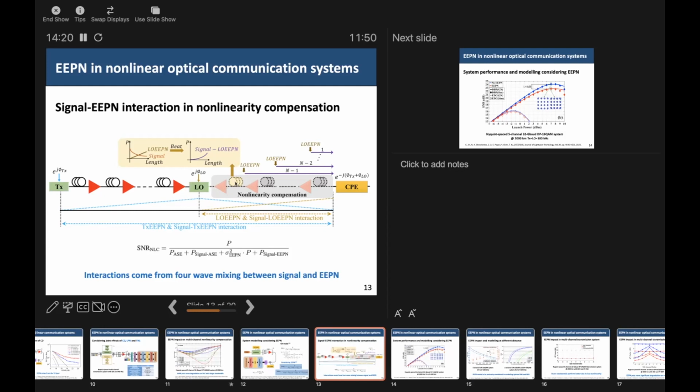So within the first virtual span for the compensation, this EPN will interact with the signal in terms of this mixed nonlinearity. This behavior actually will produce an additional interaction term. So that's why we have this term in the Chen model.